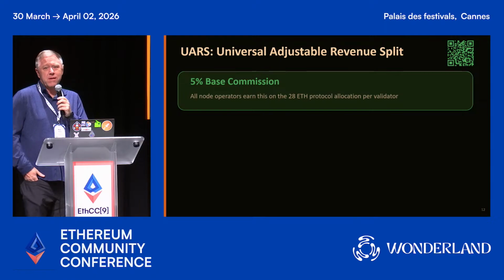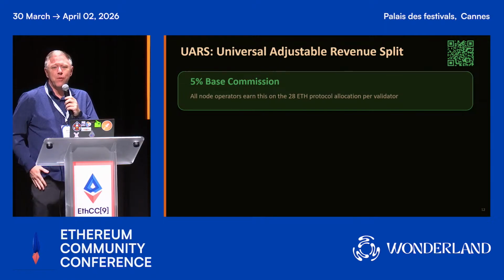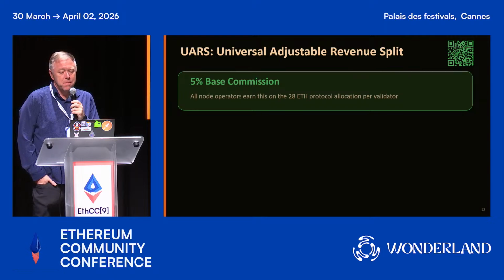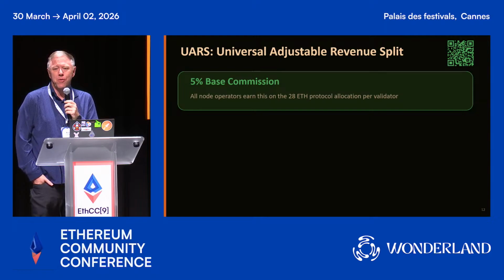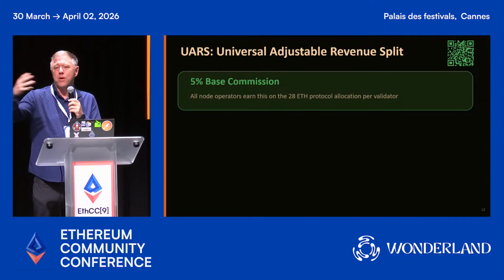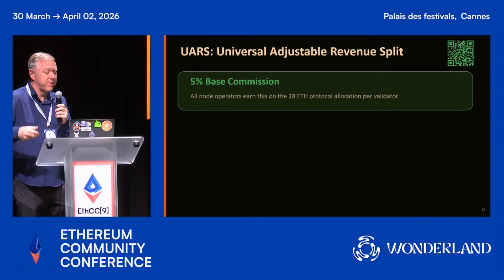Now, one of the things I said is that the pendulum is starting to shift, and one thing we saw is that liquid staking protocols need to become more attractive to liquid staking token holders. And if you look at liquid staking protocols, some of them will charge a node operator commission of up to 25%, some might charge 10%.